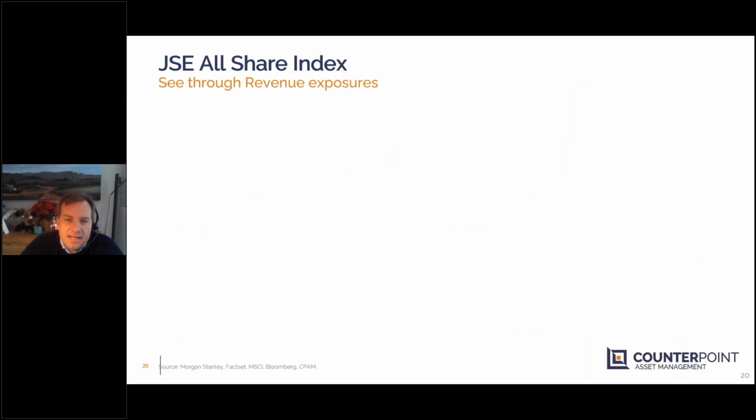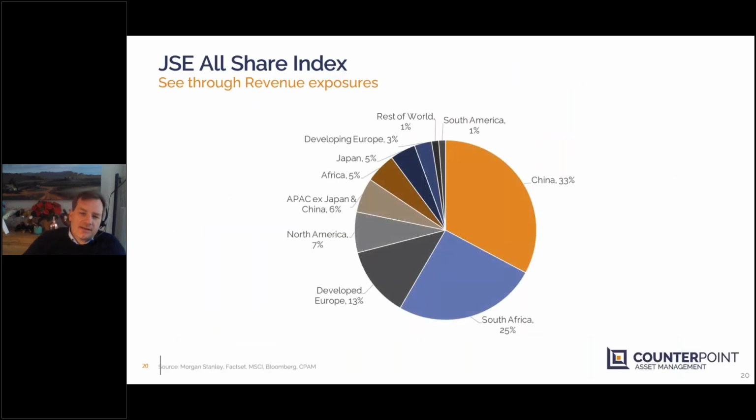What I'd like to put up is the next slide, which is another kind of lens with which to look through that. People who've watched our previous Coffee with Counterpoint, we looked at the All Share Index, and we looked at see-through revenue exposures of all the companies listed on the JSE. And we could see, on a see-through basis, only 25% of money, and of course this is market cap weighted, is generated in South Africa. So 75% of money, market cap weighted, by companies in the All Share Index, is generated offshore already.